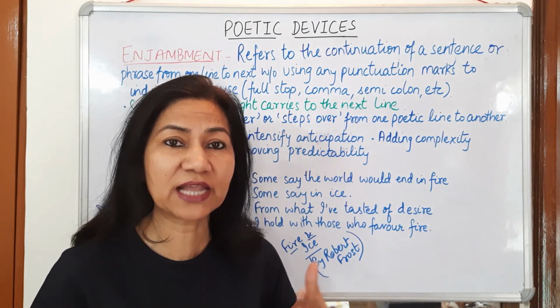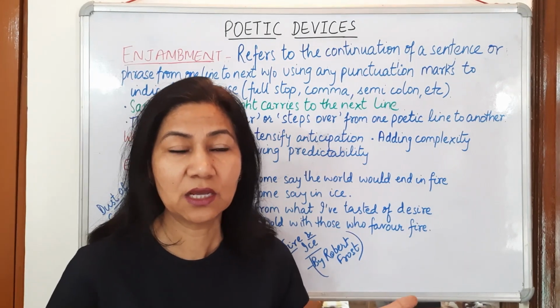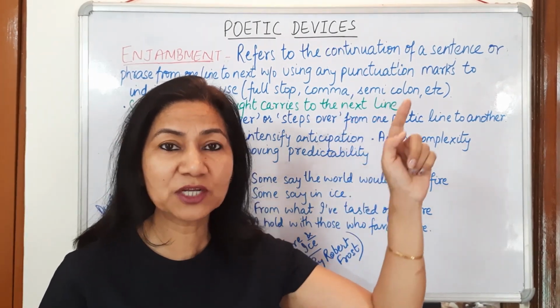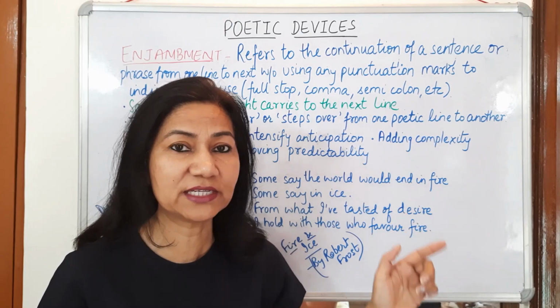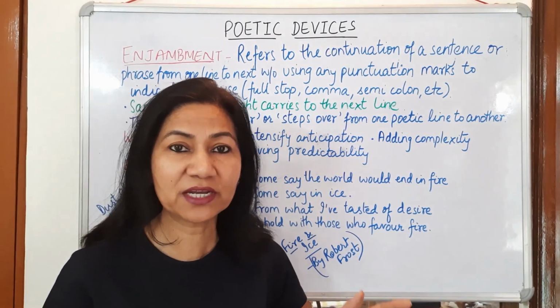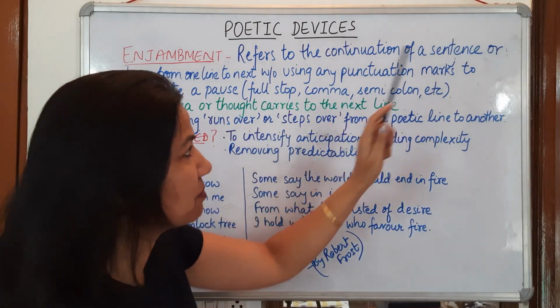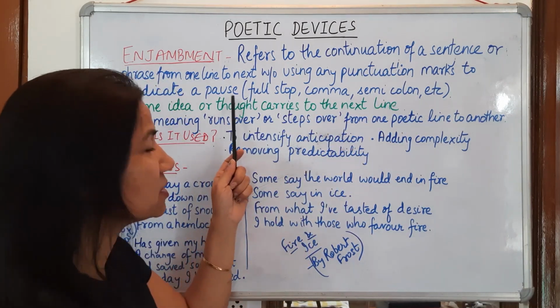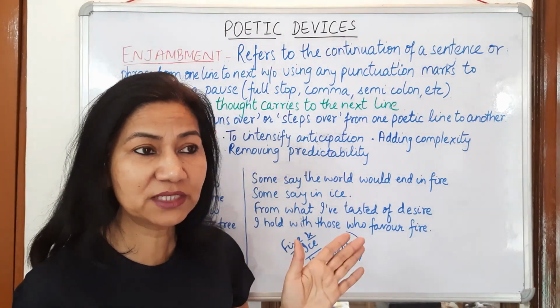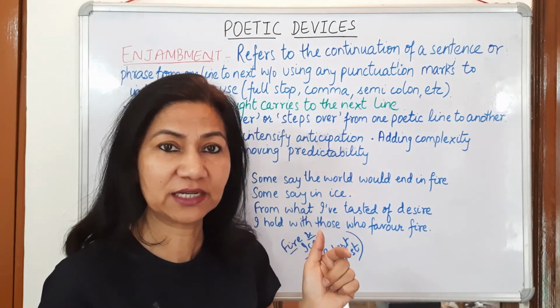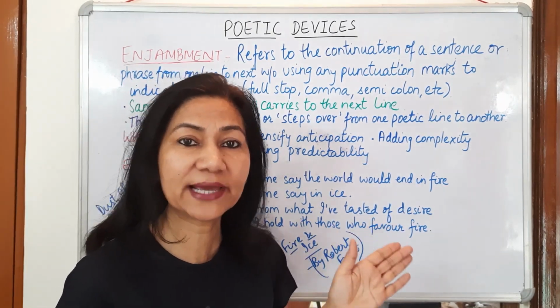Generally, we have seen the stanzas are of 4 lines. So, if there is no punctuation mark at the end of the sentence, you can say that the poetic device enjambment has been used, without using any punctuation mark to indicate a pause. So, there is no pause. That means the idea which has started hasn't finished yet.